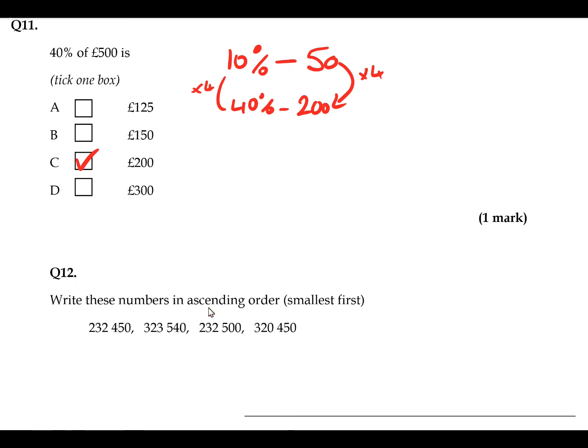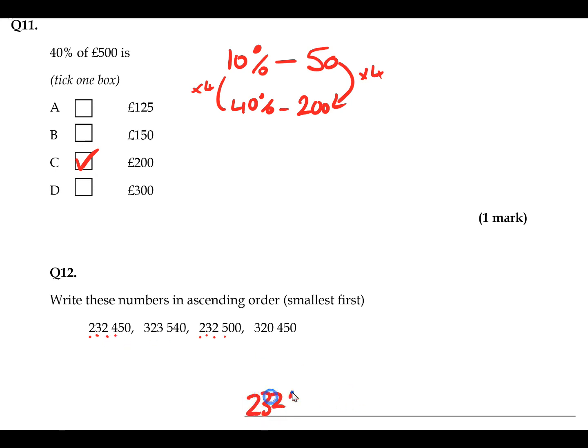Question 12. Write these numbers in ascending order, which means the smallest number first. So start from the left, where you've got hundreds of thousands. So we've got 200, 300, 200, and 300. So it's going to be one of these two. Then look at the next digits along and compare them.